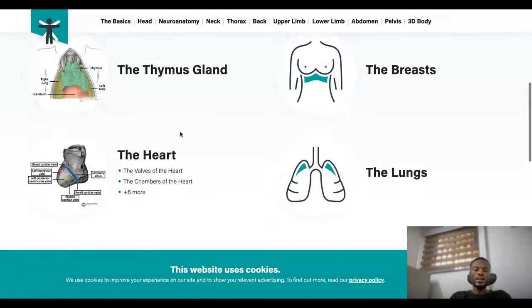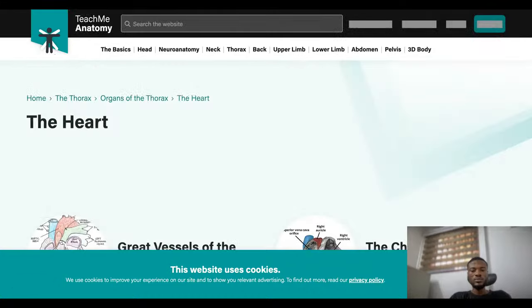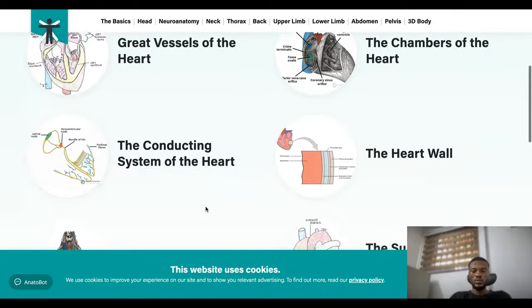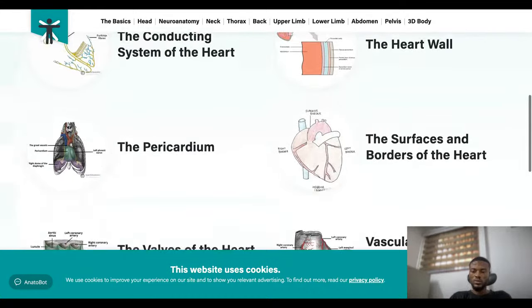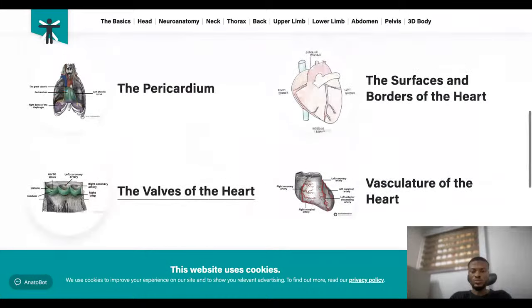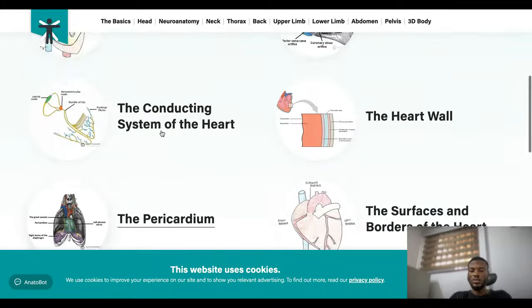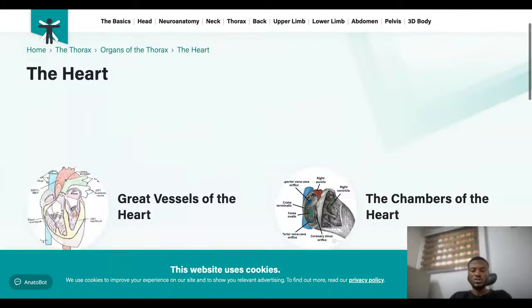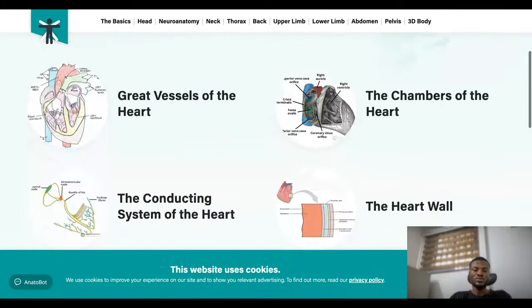Let's take a look at the heart too. See, you can come to this place and learn all your anatomy here. It goes into good details for you.